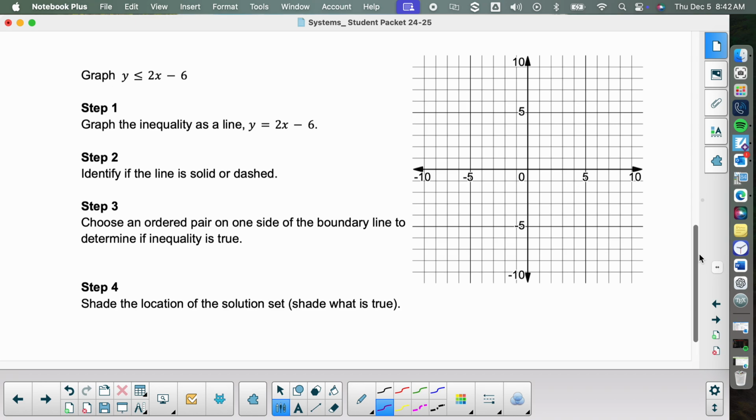So y is less than or equal to 2x minus 6. First thing we're going to do is graph the one that we know how to graph, y equals 2x minus 6. And then we'll figure out from there.